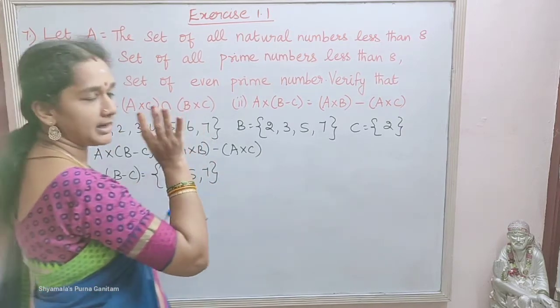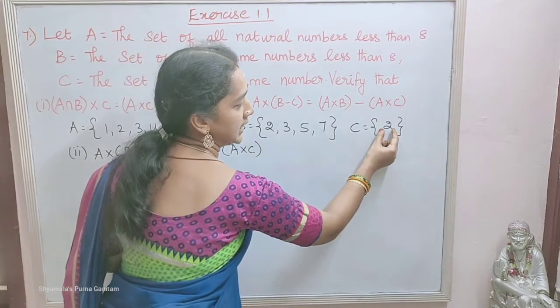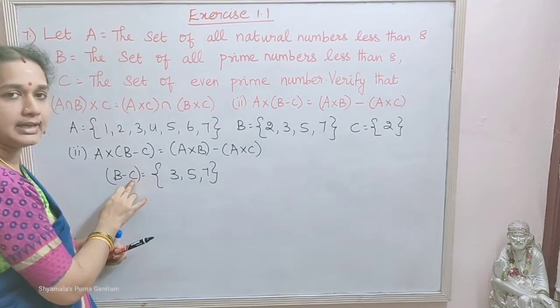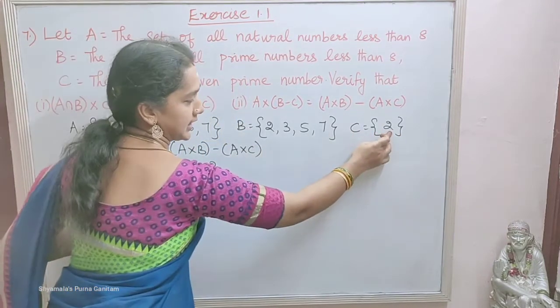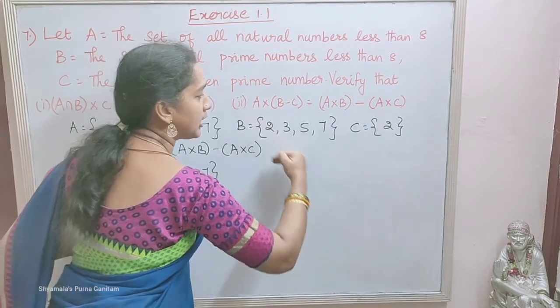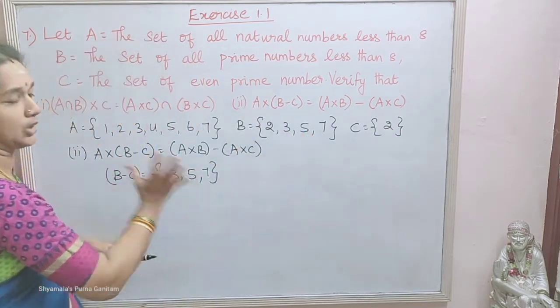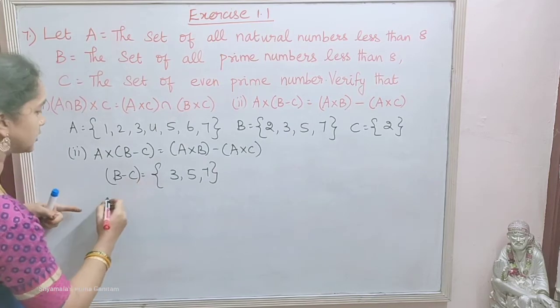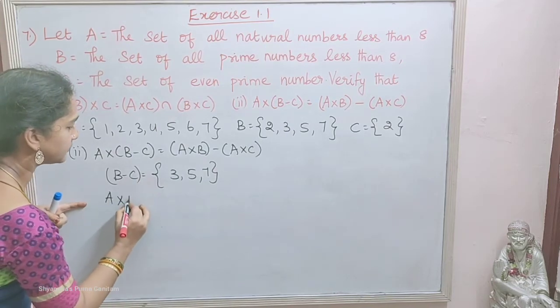Understood? B minus C: in the second set C, 2 is there. So that 2 has to be removed from the first set and you have to write the rest. That's all.